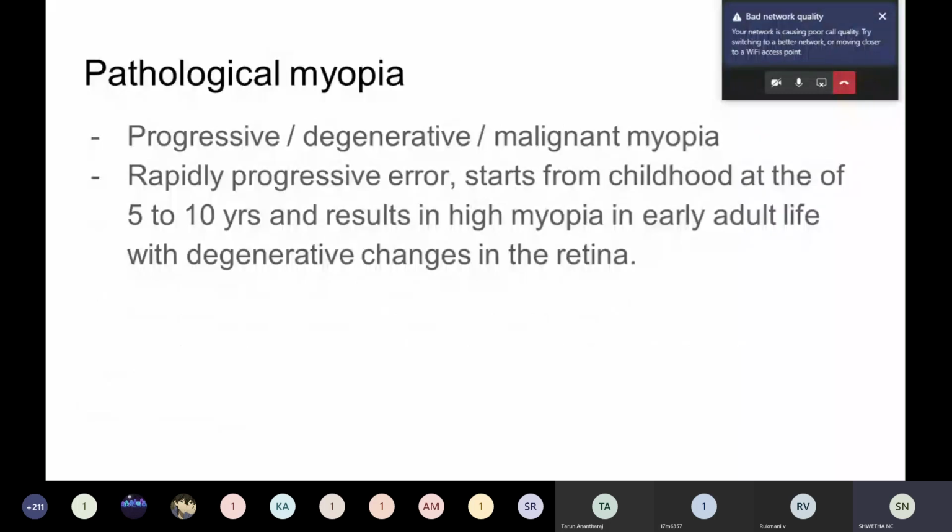Now we'll go to the pathological type. As the name itself tells, pathology means some abnormality is there. So it is otherwise called the progressive type of myopia because it will be progressing very fast. It is degenerative because degeneration in the retina, vitreous, choroid, everything will be there. Degenerative changes will appear. It is also called malignant myopia, since it is very rapid growth.